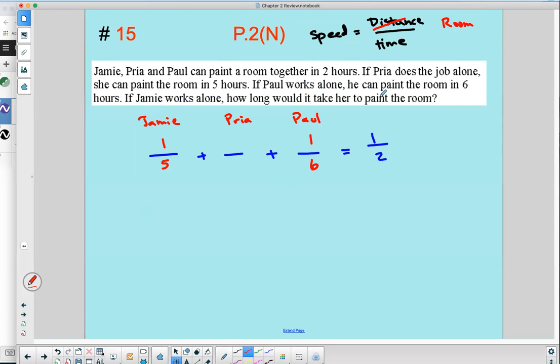If Jamie works alone, how long would it take her to paint the room? So one room, do we know how long it takes her? So what do you put for an unknown? Mister, did you put it under the wrong name? I don't think so. Paul works alone, he's 1 in 6. Jamie works alone. Yeah, I did, sorry.